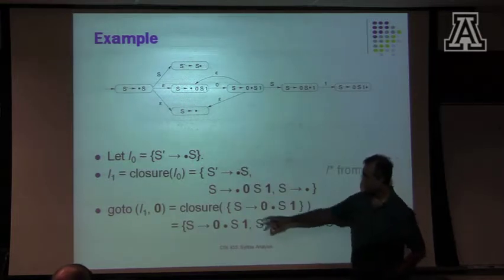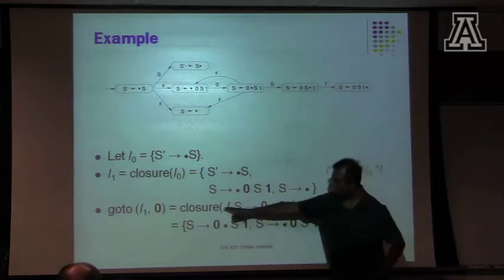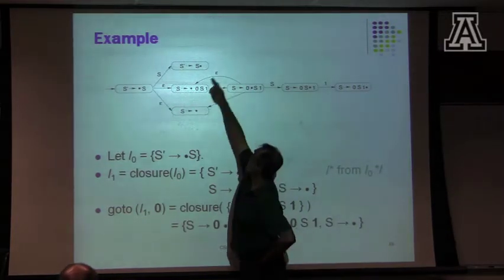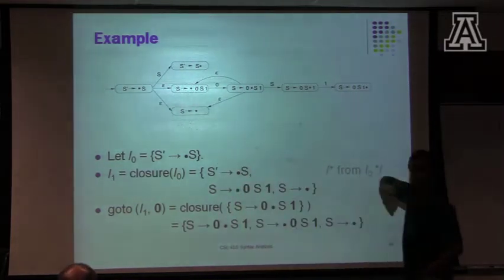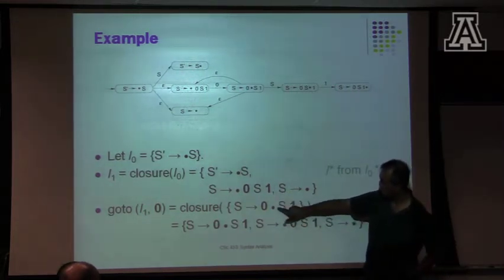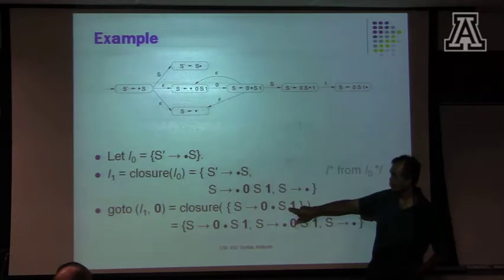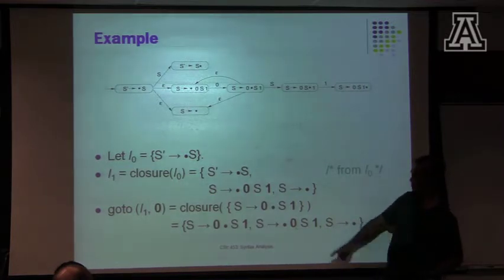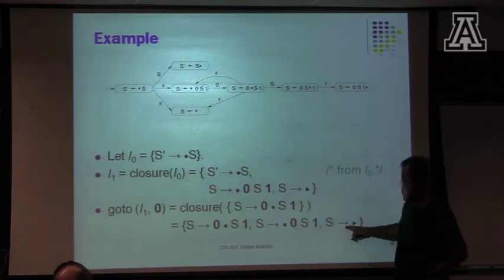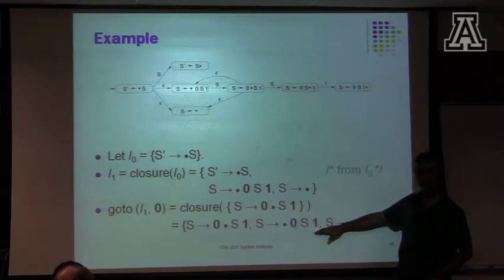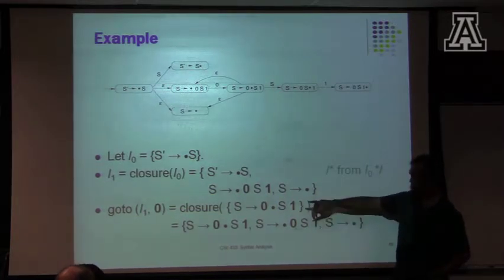Walk the dot across, compute the closure. Computing the closure corresponds to taking this and that epsilon transition. When I compute the closure, look, there's a non-terminal to the right of the dot. So I throw in all of the productions for this non-terminal with the dot all the way on the left. And that's this guy and this guy. And that's my new state. Now I have a new state. That's the goto of I1 and 0.